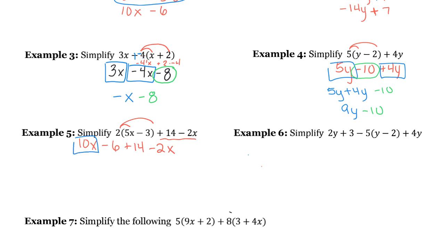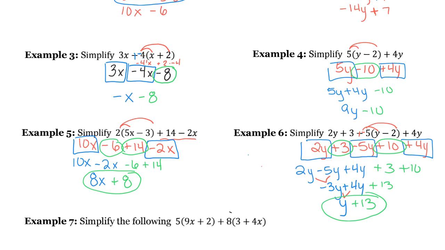Figure out what our like terms are. Rewrite them together: 10x minus 2x, negative 6 plus 14. Simplify those. 10x minus 2x is 8x. Negative 6 plus 14 is an 8. So then we get 8x plus 8. I want you to try example 6 for me. So I want you to pause and try example 6. Okay?